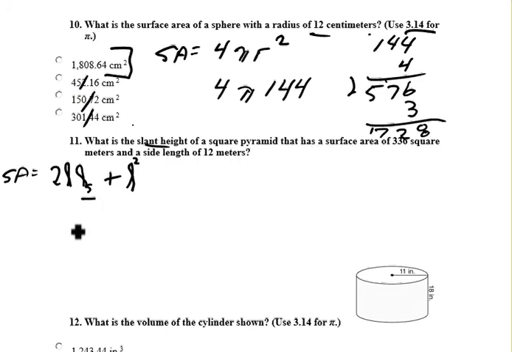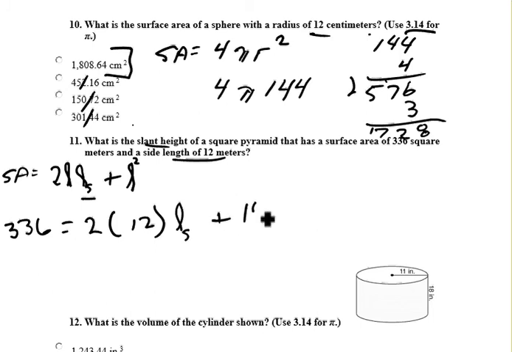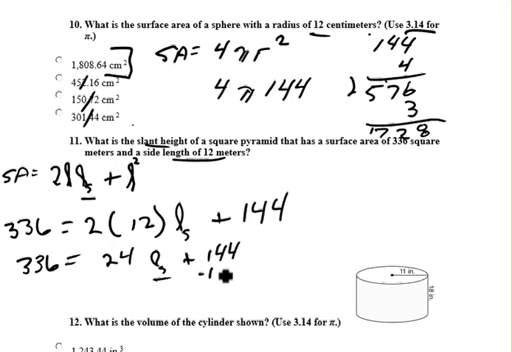So I got 336 equals 2 times length 12, 2 times 12 times slant height, plus L squared, 144. And 2 times 12, that's 24. Now 336 equals 24 times slant height plus 144. So to solve for this, I need to get it by itself. First thing I'm going to do is subtract 144 from each side, and those go away. 336 minus 144: borrow, 13 minus 4 is 9, 2 minus 1 is 1. So now I have 192 equals 24 slant height.